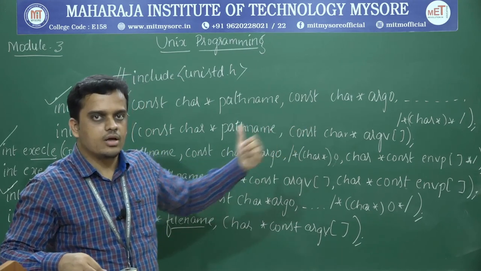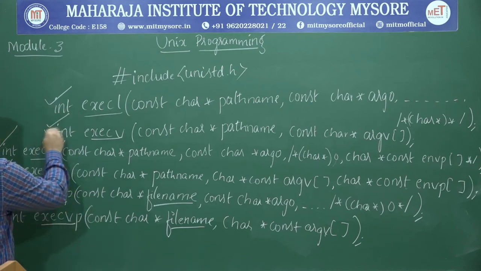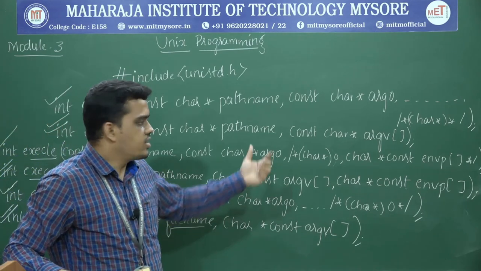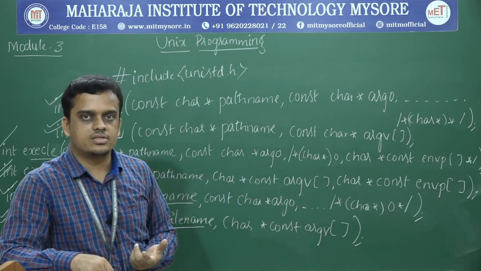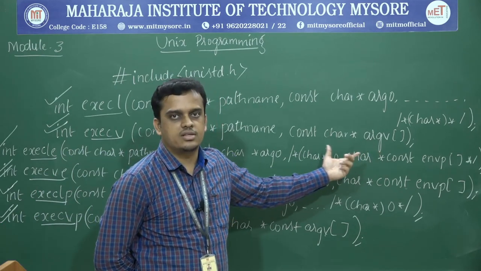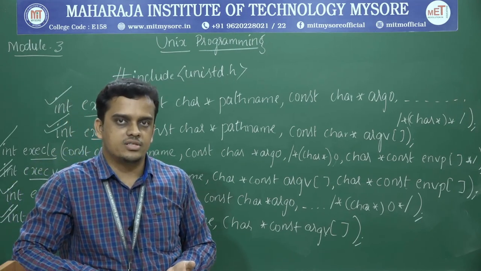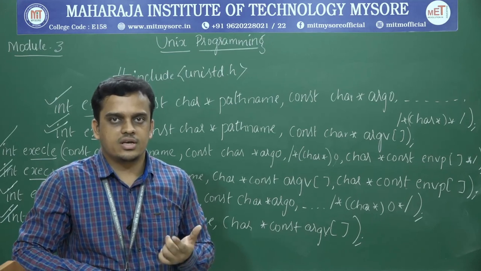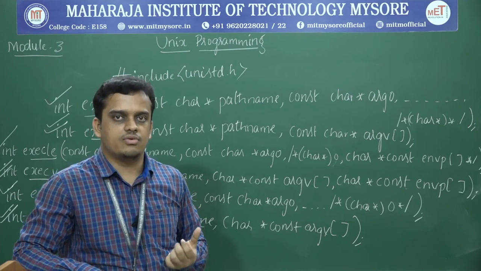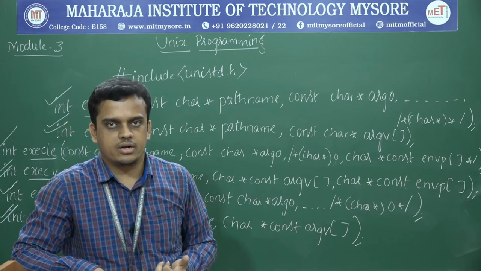Whereas exec V, exec VE and exec VP take the arguments in the form of a vector, where all the different arguments that need to be passed for the program are put into the same array, and that particular array is passed as the second argument. That is how we can distinguish the 6 different forms of an exec function. That is, exec L, exec LE and exec LP take arguments in the form of a list, and exec V, exec VE and exec VP take the arguments in the form of a vector.